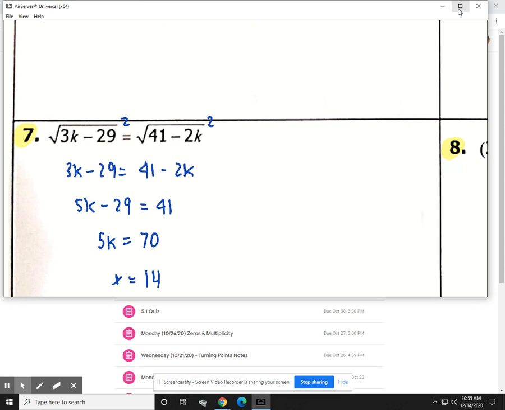Okay, I'm going to just quickly go plug it in. 3 times 14 is 42. 42 minus 29 is 13. So we have the square root of 13, which is about 3 point something. Over here, 2 times 14 is 28. 41 minus 28 is 13. So once again, square root of 13, square root of 13, both the same. It's not extraneous. Okay? Go back to number 6 so I can learn that one.